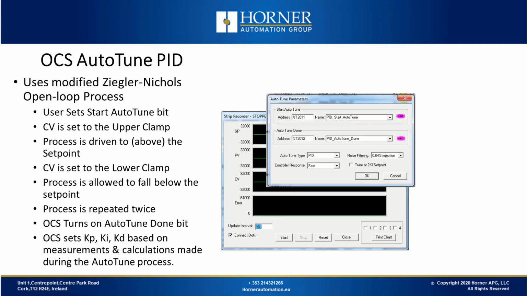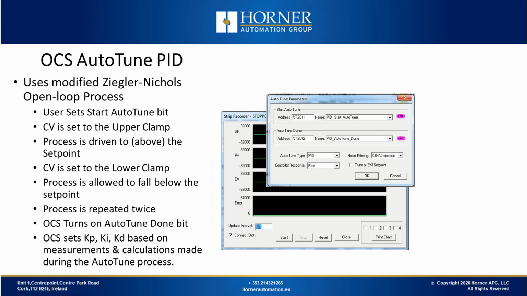Now the OCS also supports auto-tuning utilizing a modified Ziegler-Nichols open loop process to calculate Kp, Kd, and Ki. So you can see the dialog box there that we set for our auto-tune settings. Is this a full PID? Is this a PI? Or is this a P only? You can adjust noise filtering if you have a noisy process variable. If you want to tune in 2/3 of the set point, you can check that checkbox. So at runtime, after you've already done this configuration and downloaded the program, you can initiate this auto-tune.